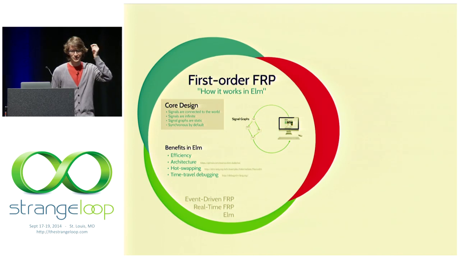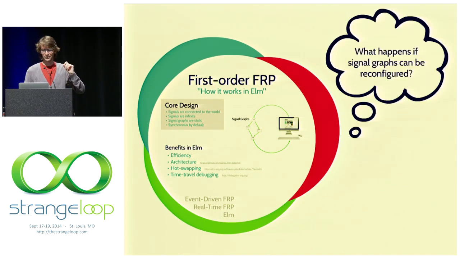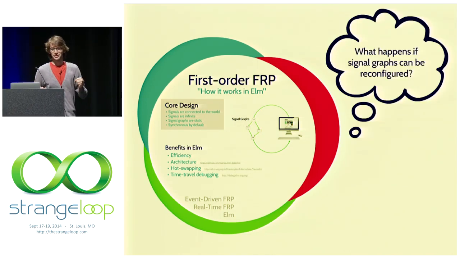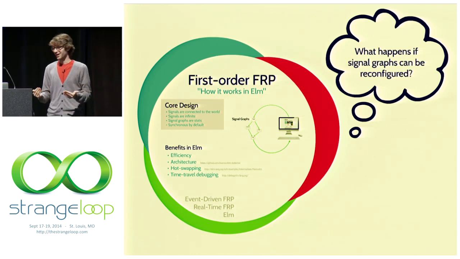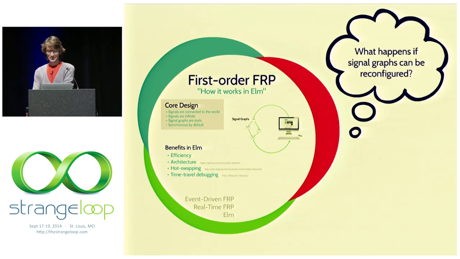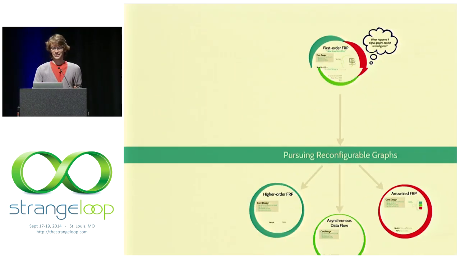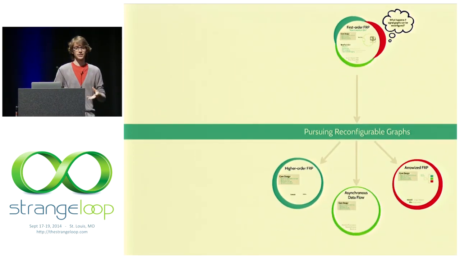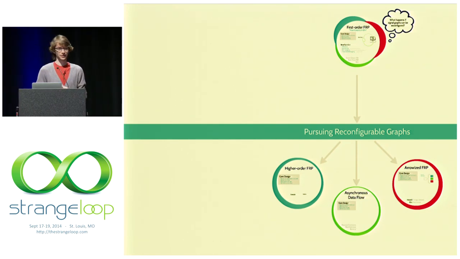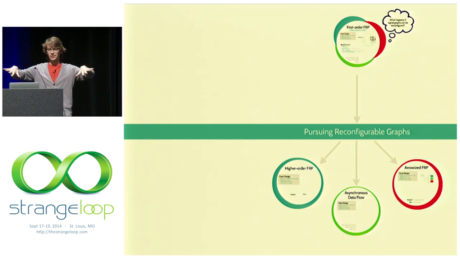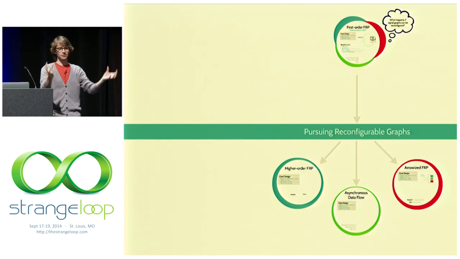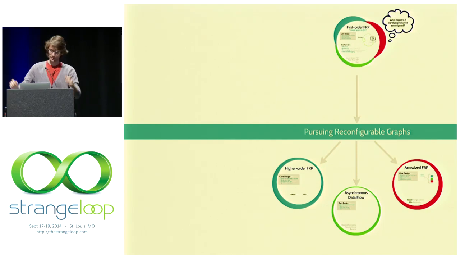But the question you may have in the back of your head: what happens if signal graphs could be reconfigured? What is higher-order FRP? Surely higher is better. So this is the question that sort of guides a lot of the thinking on FRP and a lot of the research, because it's a very, very surprisingly hard question. There are a couple of ways that it has been pursued. We're going to explore them one by one, and they sort of fall into nice separate categories.